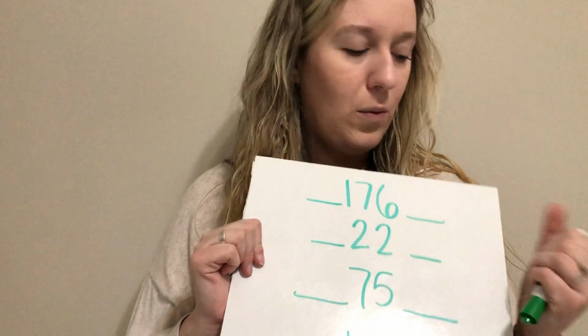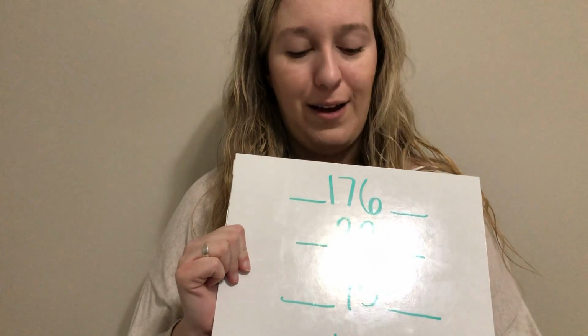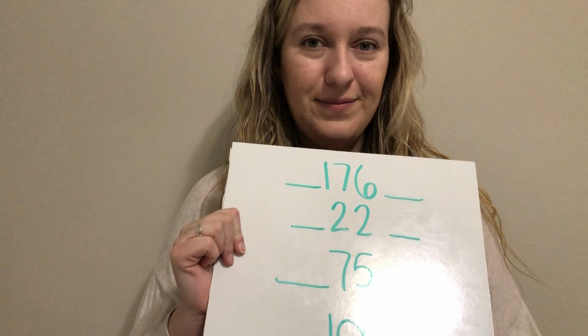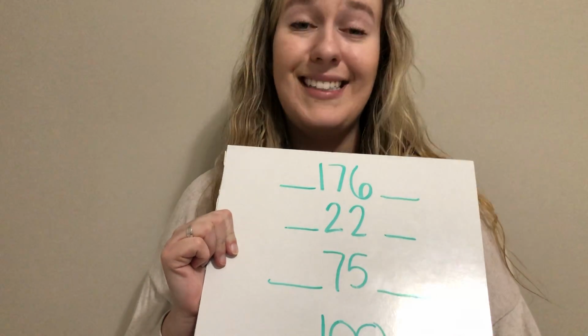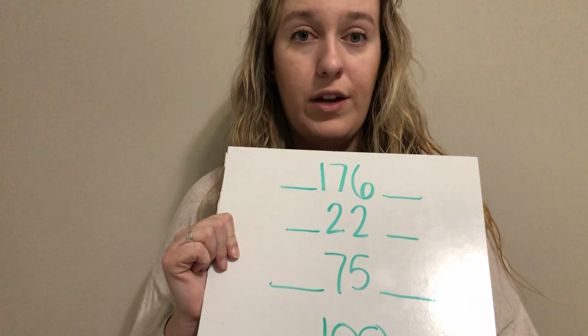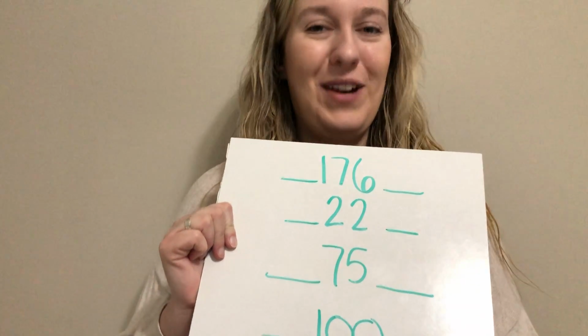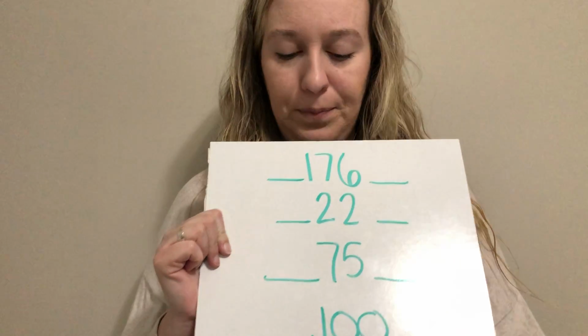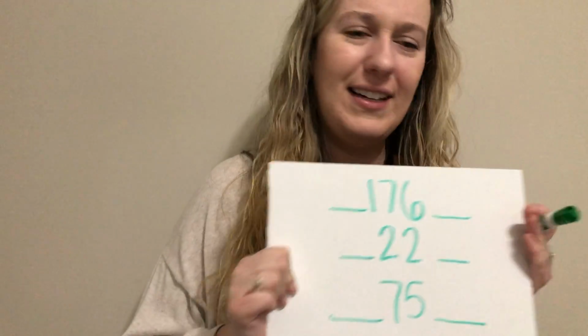Last one. We have 100. What would be 10 less than 100? This one's a little tough. 90. 90, 100, and then 10 more? 110. Good job. 90, 100, 110. Very nice.